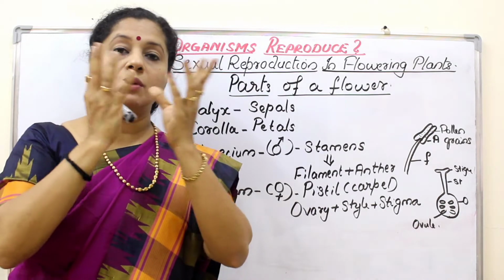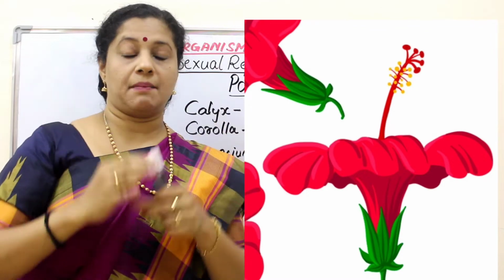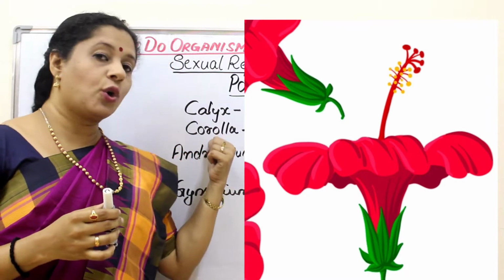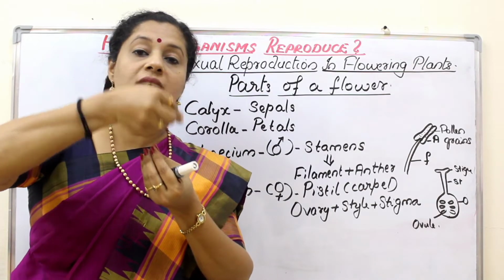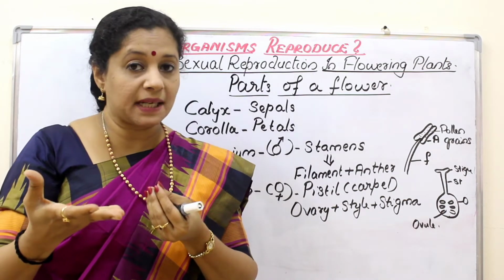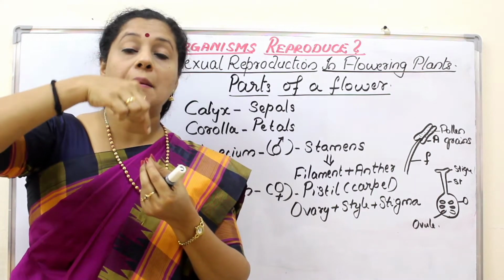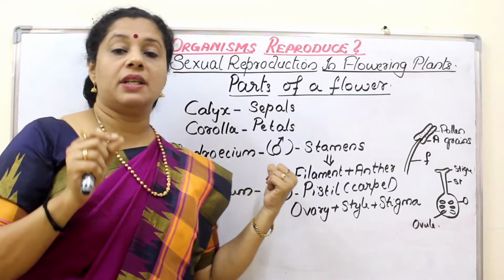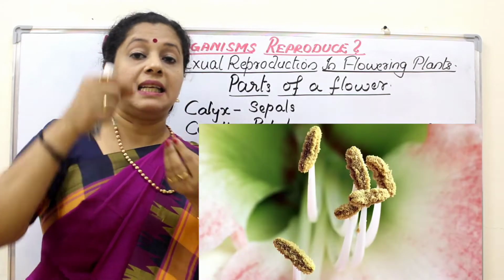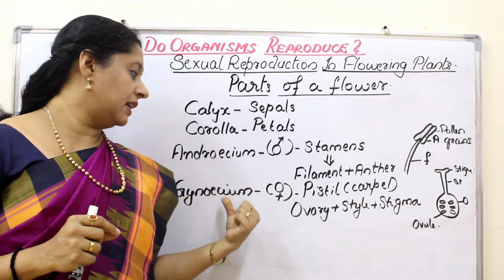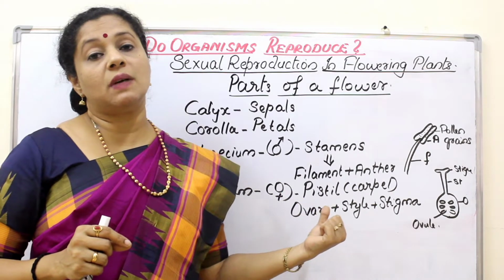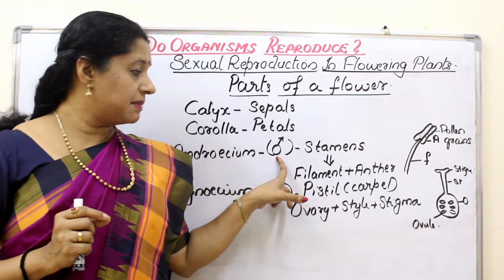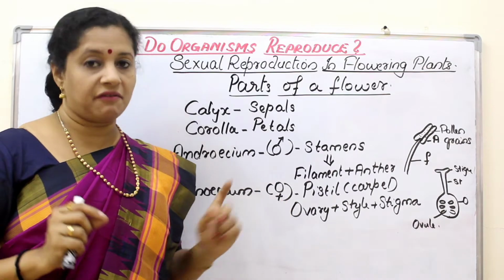Okay. Now once the flower blooms, the colorful part comes out. That is the second whorl, inner to the calyx, called the corolla. The corolla also has individual units called petals. You are all familiar with petals, right? Now inner to that comes the male reproductive part, the androecium, and the individual unit of androecium is called stamen. The innermost is the female part or the gynoecium, made up of individual units called carpel or pistil. Now this symbol denotes male and this symbol denotes female.